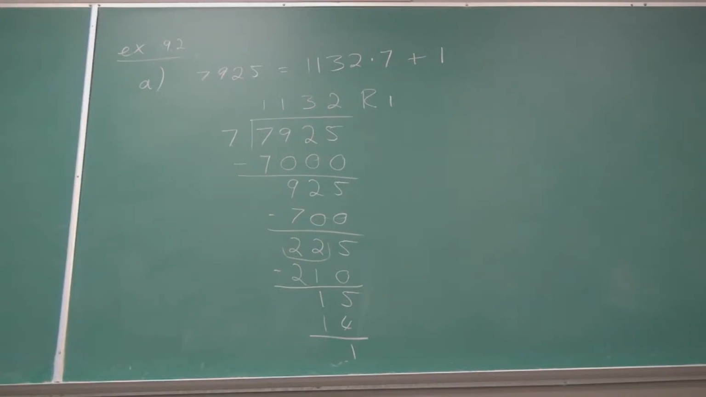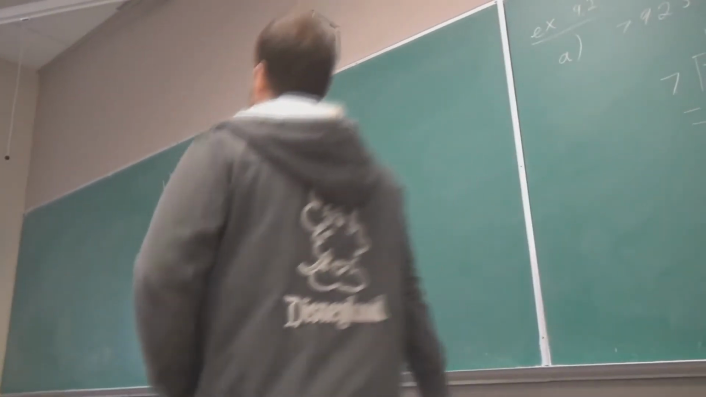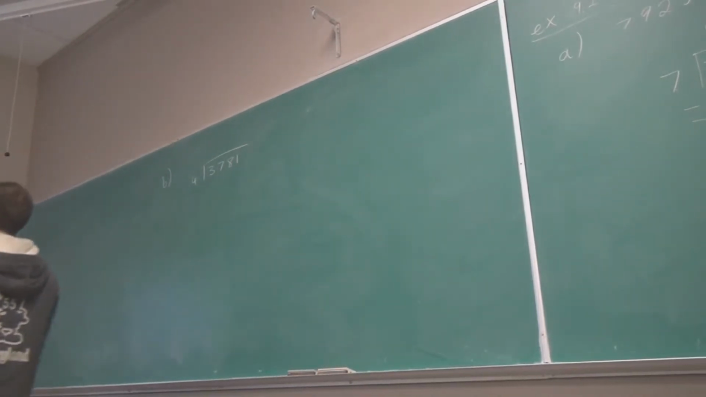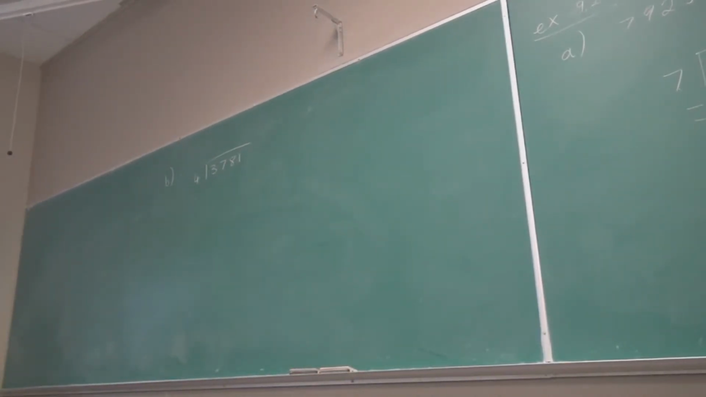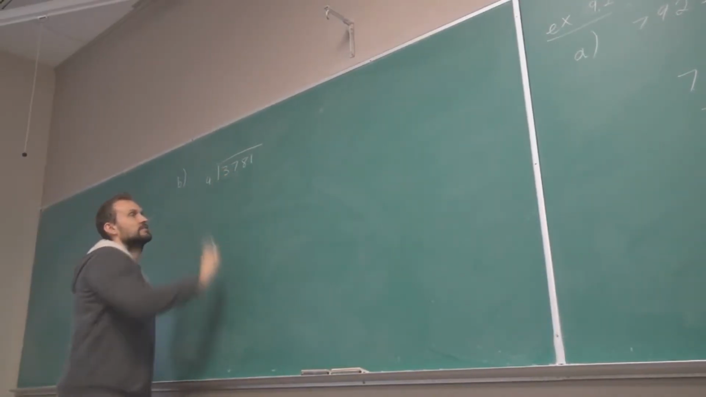B. 3781. So I'm just going to start 3781 divided by the 4. We'll get to 10. All right. 4 goes into 3. No, wait, that's 4 goes into 37.